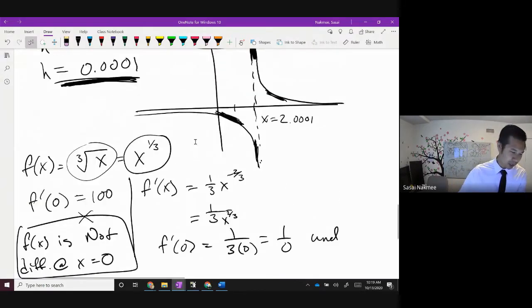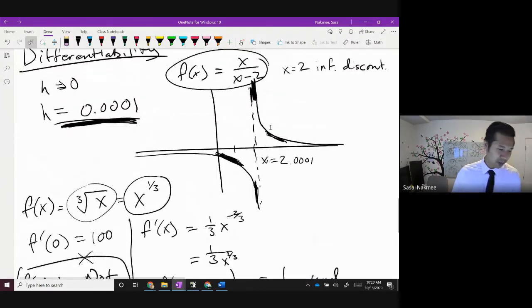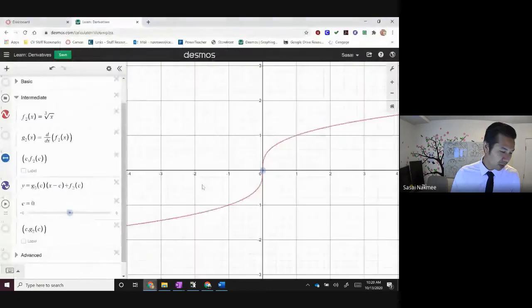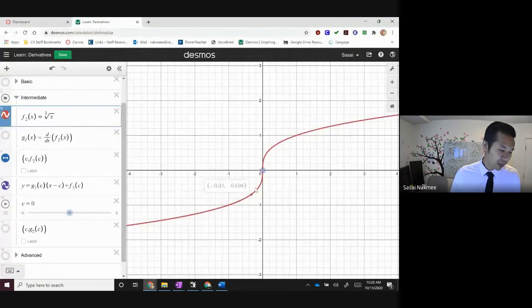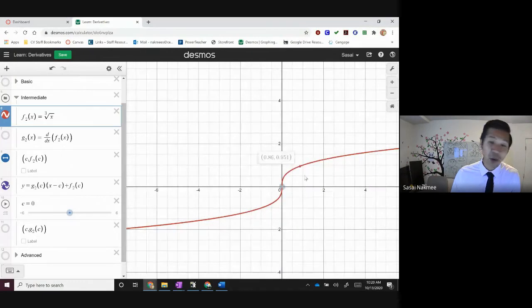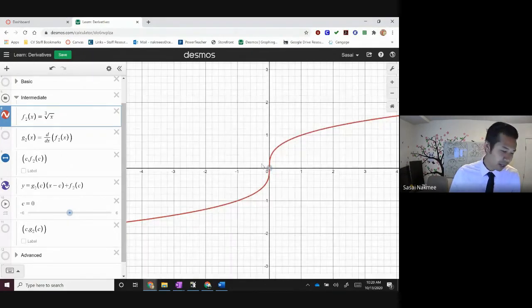And last but not least, so far we've looked at these things, and one of the big things it looks like is, oh, if the function is not continuous, it can't be differentiable there. But just because a function is continuous doesn't necessarily mean that it's differentiable. This is one proof of that. This is a continuous function. The cube root of x is a continuous function all the way through. There's no holes here. But it's not differentiable at x equals 0, because you get that vertical line.